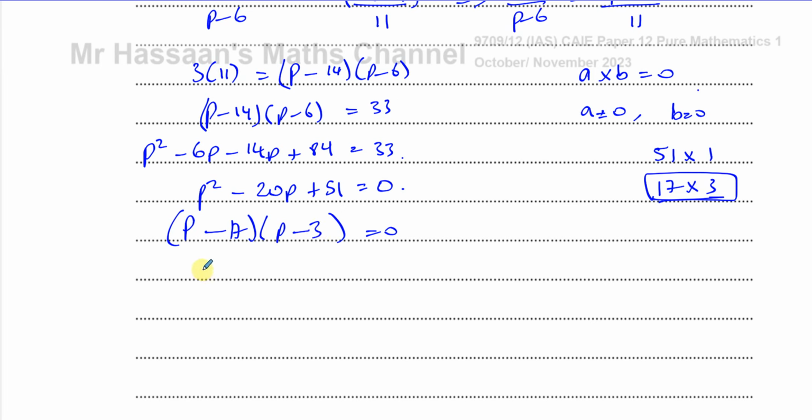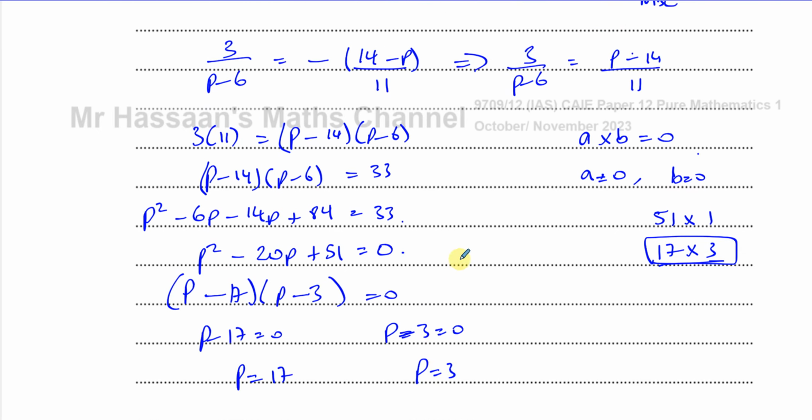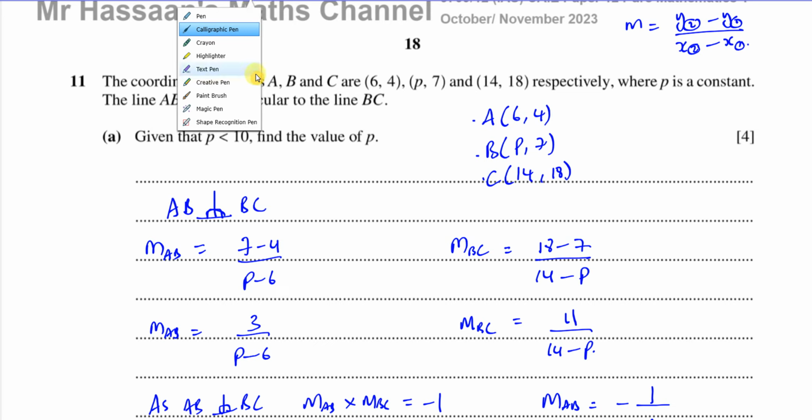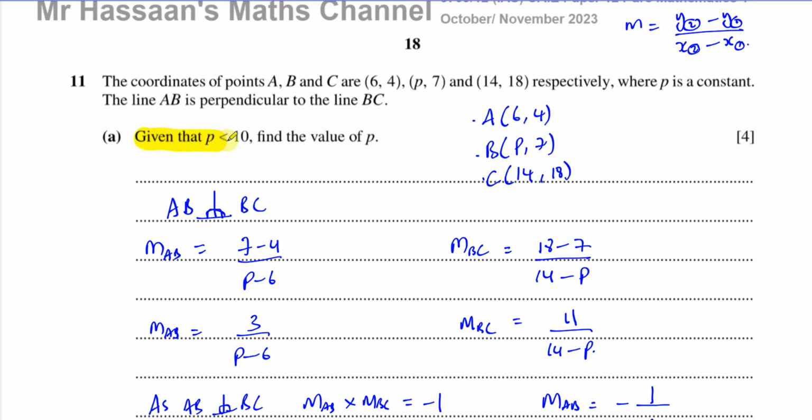So that means now we can say either P minus 17 is 0, or we can say P minus 3 equals 0. So we have two answers here, P equals 17 and P equals 3. Now, what we should have done in the beginning of the question is we should have read it carefully. All right? It says, given that P is less than 10, find the value of P.